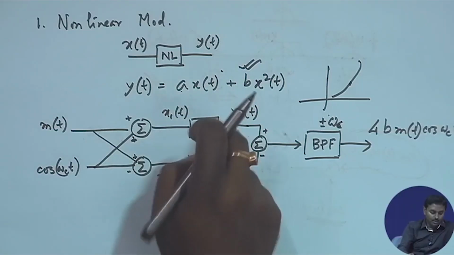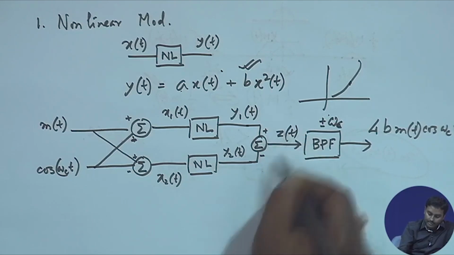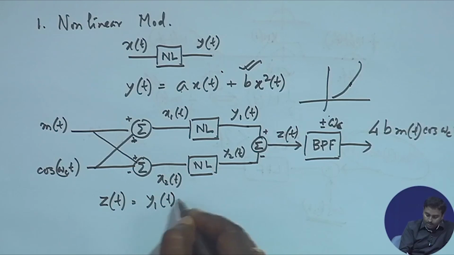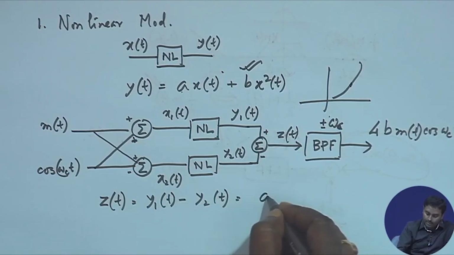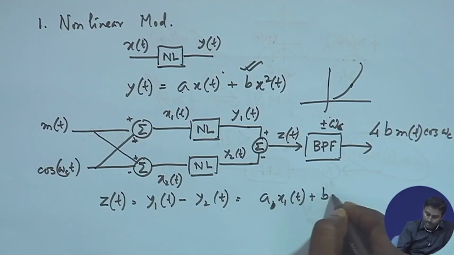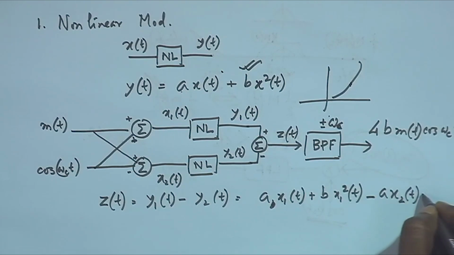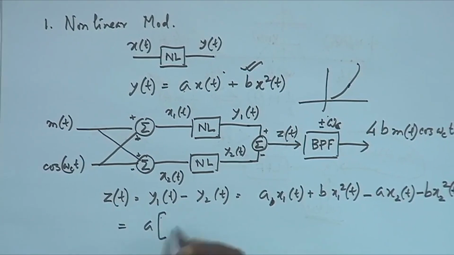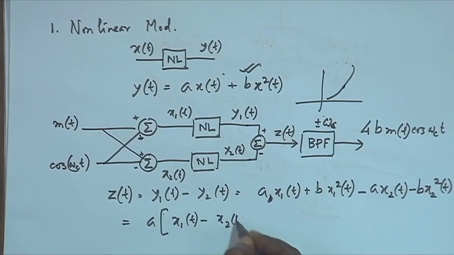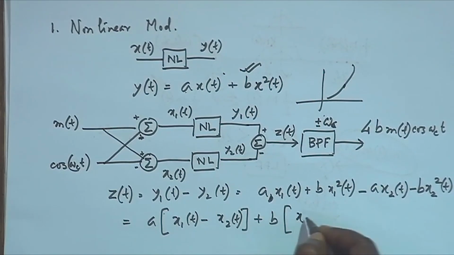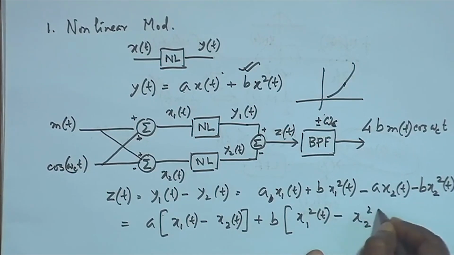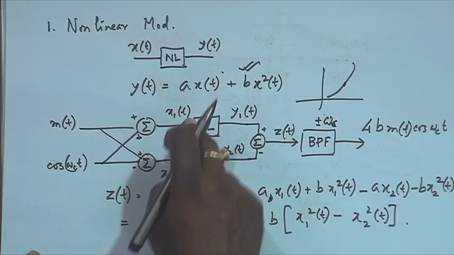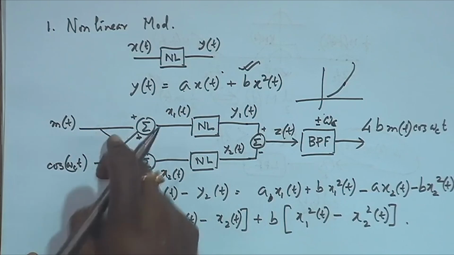How this works is very simple if you do the algebraic manipulations. After the nonlinear devices, suppose the output is z(t). z(t) is y1(t) minus y2(t), where y1(t) is a x1(t) plus b x1²(t), and y2(t) is a x2(t) plus b x2²(t). So I can write it as a [x1(t) minus x2(t)] plus b [x1²(t) minus x2²(t)]. Now x1(t) is m(t) plus cos ω_c t, and x2(t) is m(t) minus cos ω_c t.